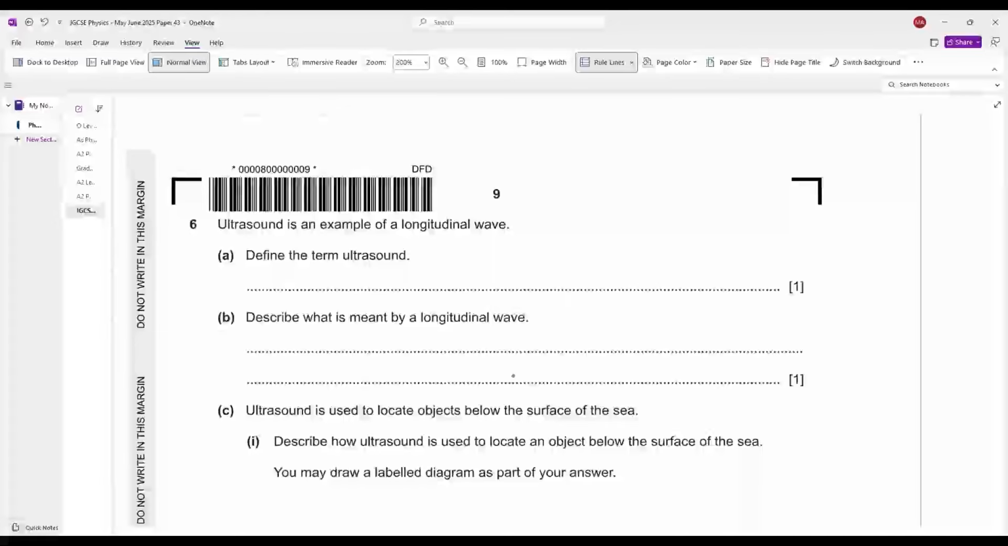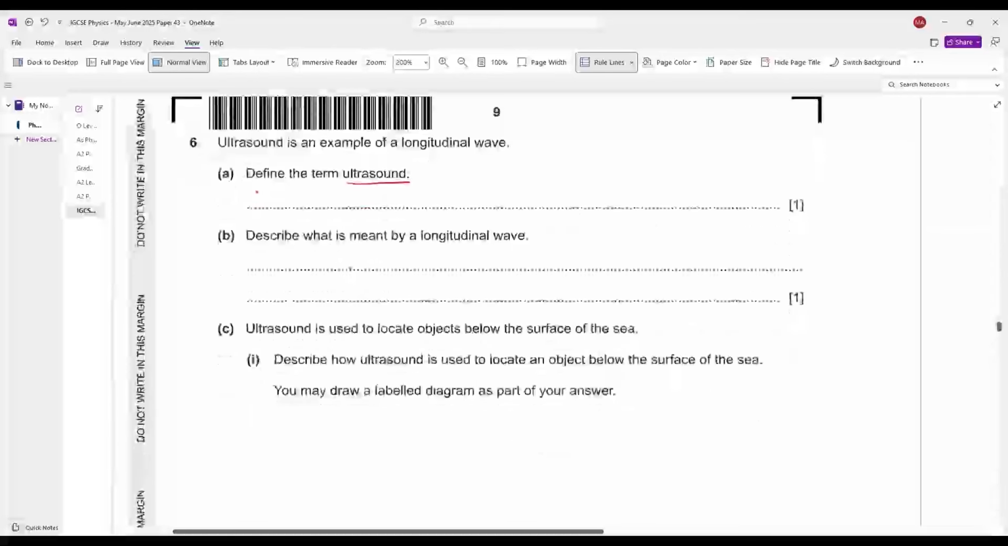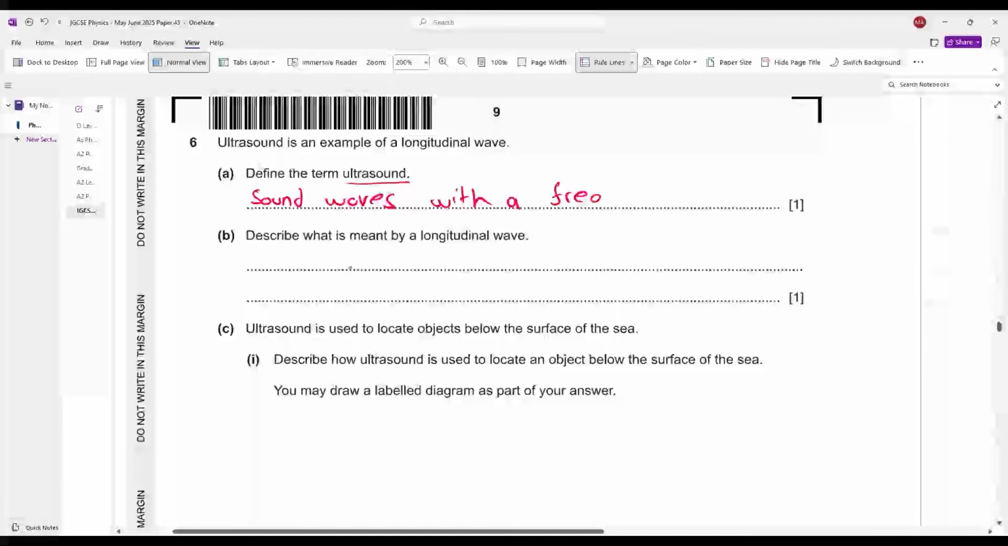Ultrasound is an example of a longitudinal wave. Define the term ultrasound. You can say sound waves, or sound. Sound waves, I think, sounds better. Sound waves with a frequency greater than 20 kilohertz, greater than 20,000 hertz or 20 kilohertz. Simple.